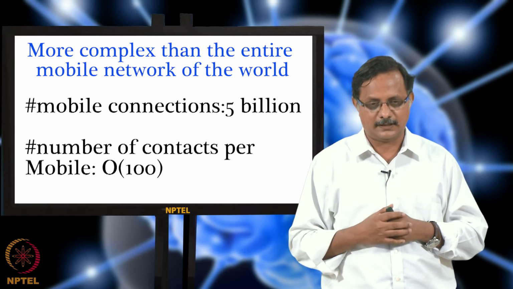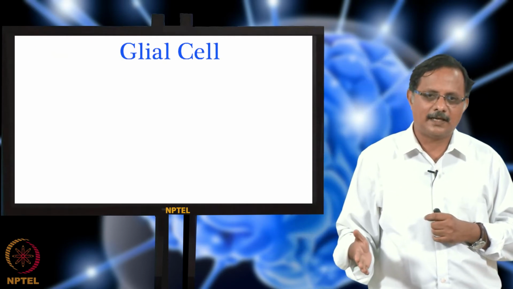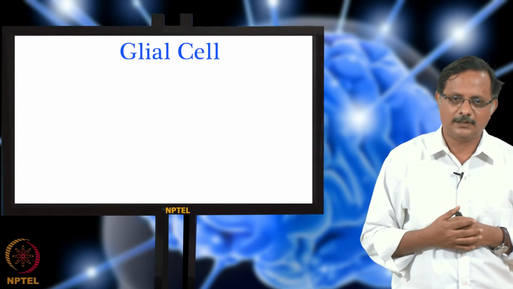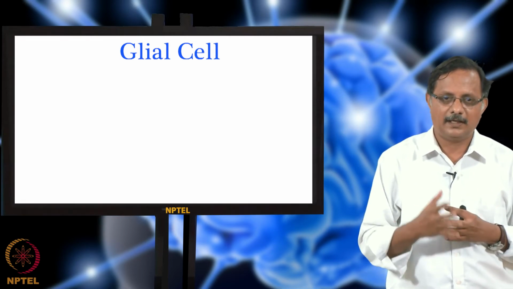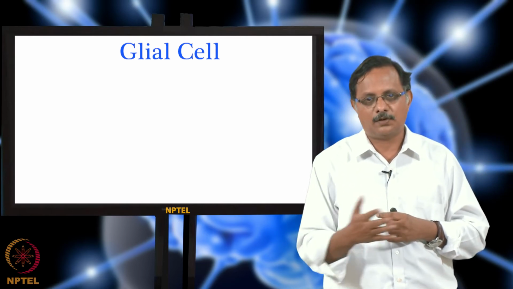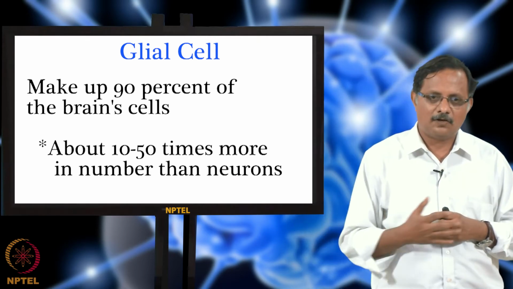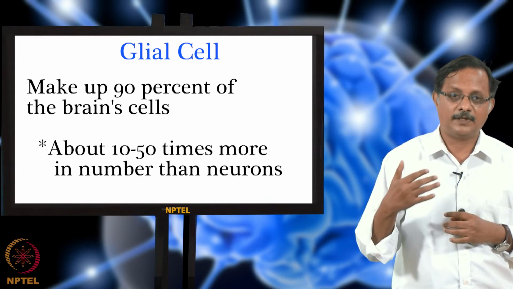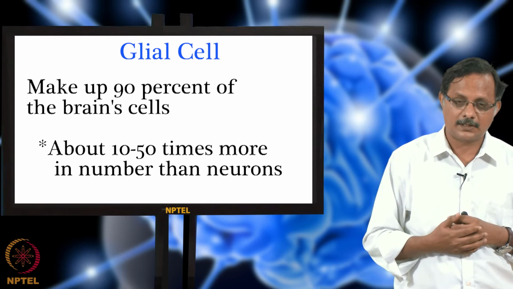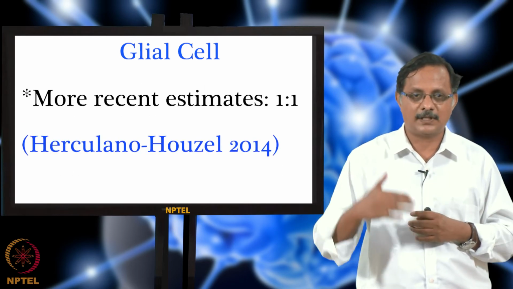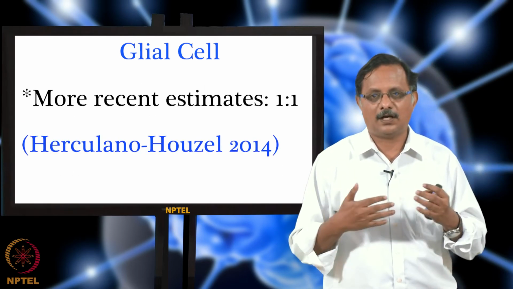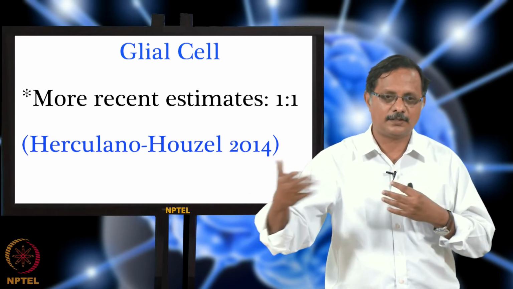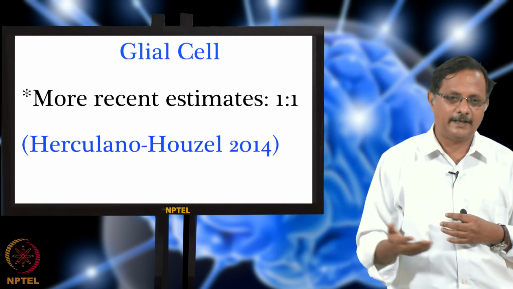Now, like I said, there is a second class of cells called the glial cells, which also participate in the brain's information processing in addition to neurons, and that is becoming more and more clear only over the last couple of decades. Glial cells were always thought to be about 90% of the brain cells, meaning they are about 10 to 50 times more numerous than neurons. But more recent estimates have downsized these numbers. Now people think that for every one neuron there is about one glial cell. So the ratio is more like 1 to 1 and not 1 to 10.